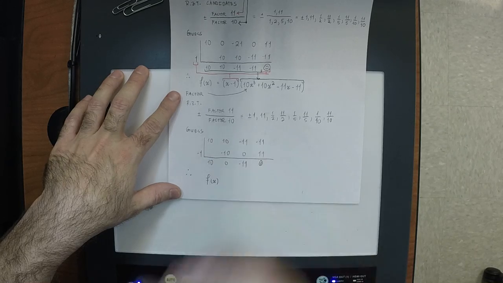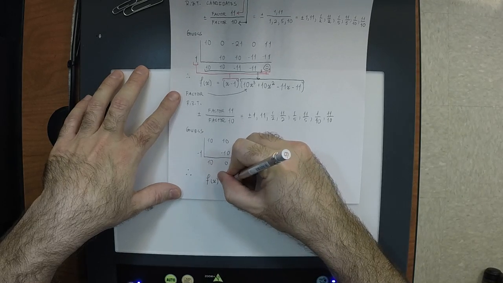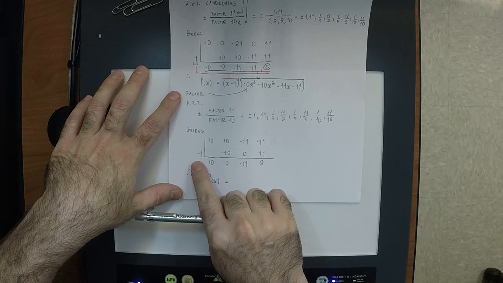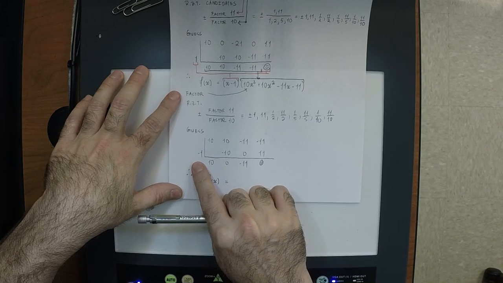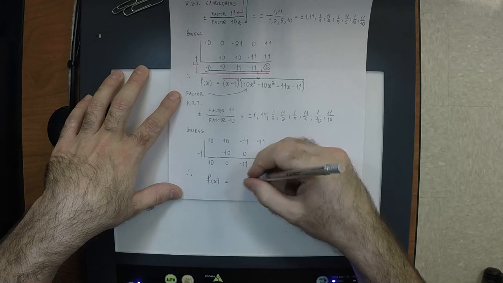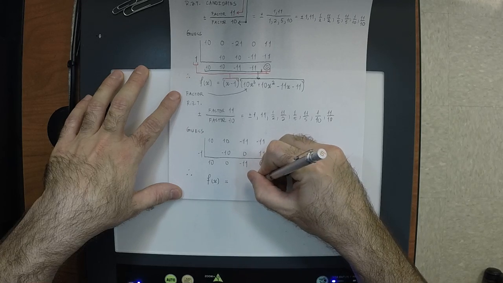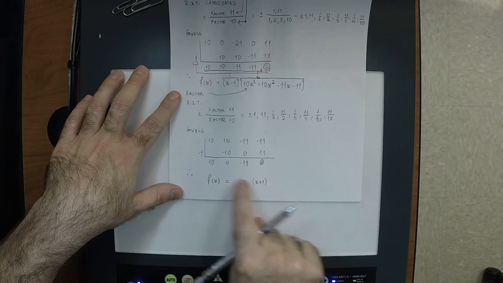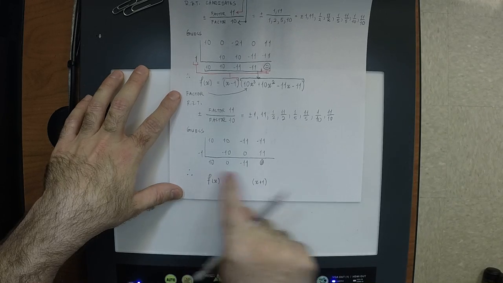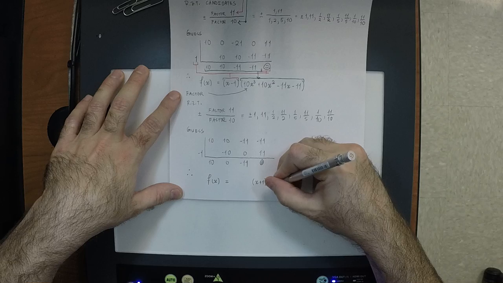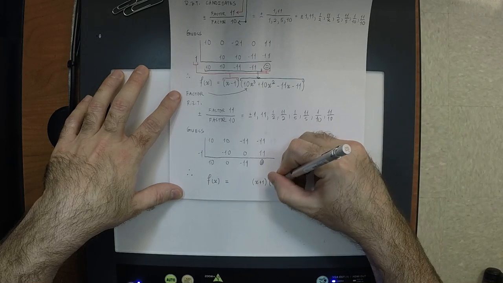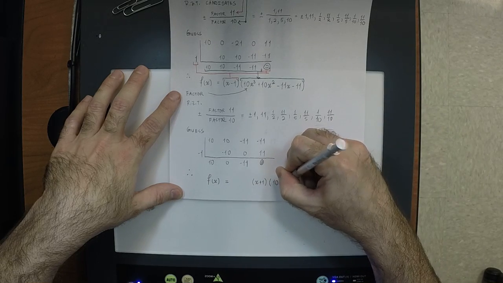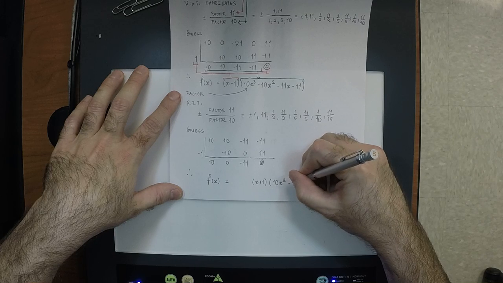Okay, so that tells us a partial factorization. So we know f of x is equal to, so the fact that negative 1 is a 0 means that what is a factor? X plus 1. X plus 1. Right. Good. So because this is a 0, this quotient tells us another factor, so what's the quotient factor? Very good. 10x squared and then minus 11.